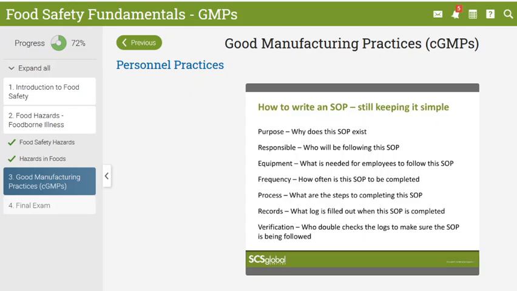So we will say, what is the purpose of the SOP? Why does it exist? Who's responsible? What equipment is necessary? How frequently must it be done? What are the steps to complete it? What logs, if any, are filled out when the SOP is completed? And verification. Who double checks the logs or double checks the activities to make sure that it's being followed correctly?